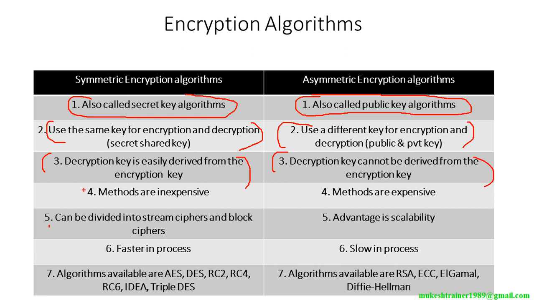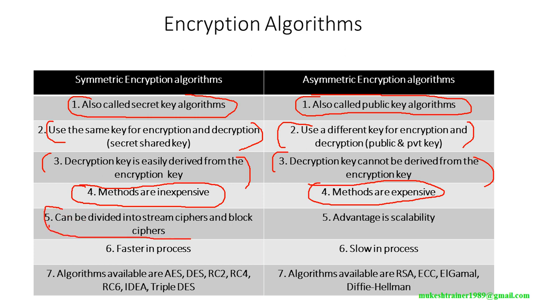Symmetric methods are inexpensive. The first one is very easy to do because it takes no more than a few commands on the devices and you can encrypt. But asymmetric, you need to add some extra servers for that, so that may be a little expensive. It is used for digital signature kinds of things. Next, symmetric can be divided into stream cipher and block cipher. We will talk more in the next coming slide.